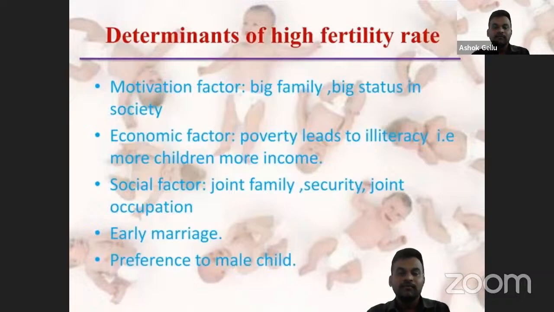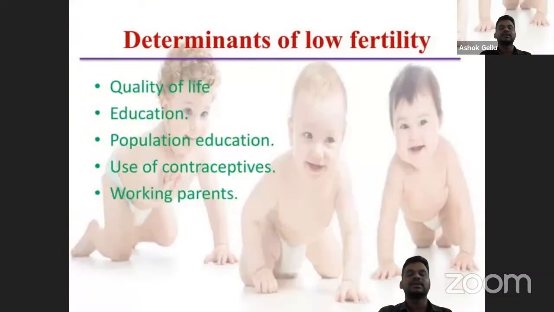Determinants of high fertility rate. Motivation factor: big family, big status in society. That is the main reason for high fertility. Economic factor: poverty leads to illiteracy. For example, more children, more income required. Social factor: joint family, insecurity and joint occupation also lead to a high fertility rate. Early marriage also leads to a high fertility rate. Preference for a male child is also an important factor in high fertility rate.